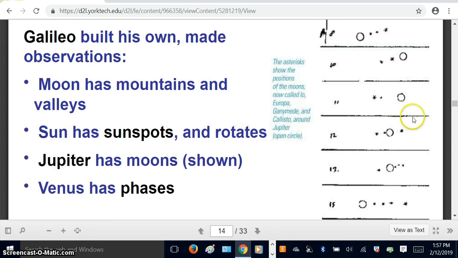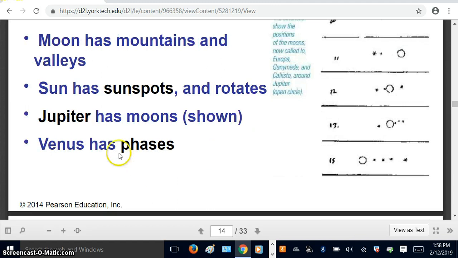And so these became known as these four large moons. These are the four largest moons of Jupiter. They became known as the Galilean moons. All right, they are Io, Europa, Ganymede, and Callisto. We'll talk much more about those when we get to the chapter on Jupiter.